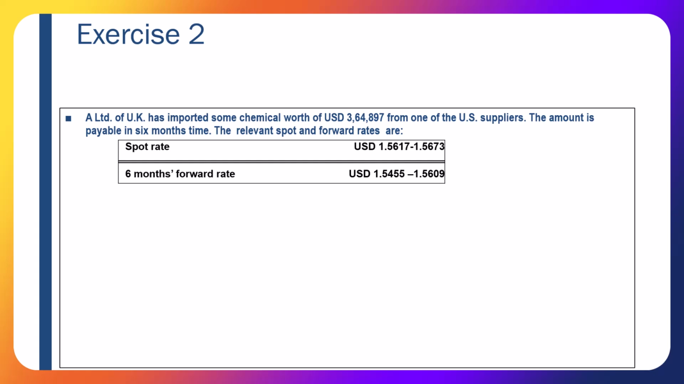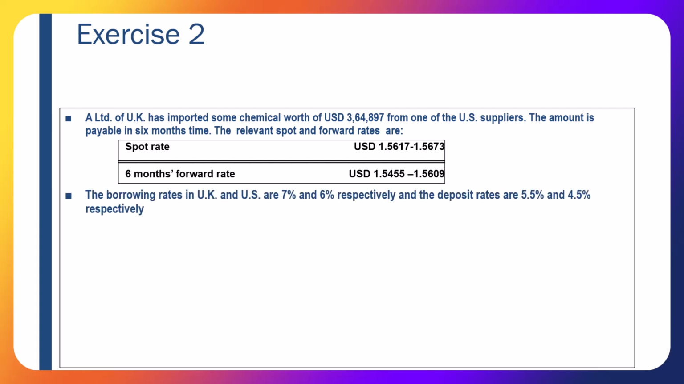Spot rate USD 1.156. That means this rate is what? This rate is that 1 pound is equal to so many dollars. 6 months rate is $1 is equal to, again this is a CA question, so they are not given. तो people have to assume कि ये रेट यही है क्योंकि एक पाउंड में ज़्यादा डॉलर्स आते हैं. So the rate is like this, that 1 pound is equal to so many dollars. The borrowing rates in UK and US are 7% and 6% respectively, and deposit rates are 5.8 to 4.5%.